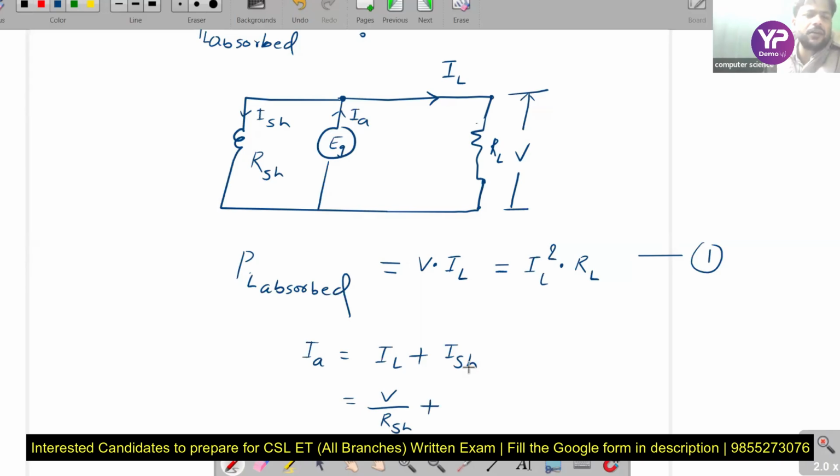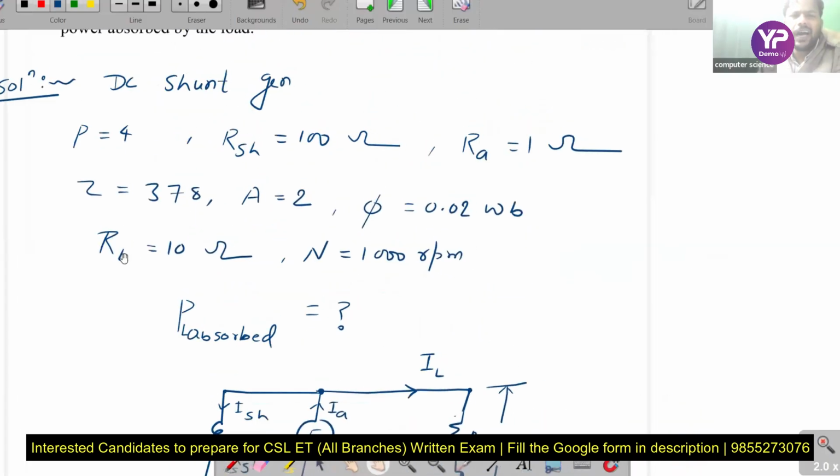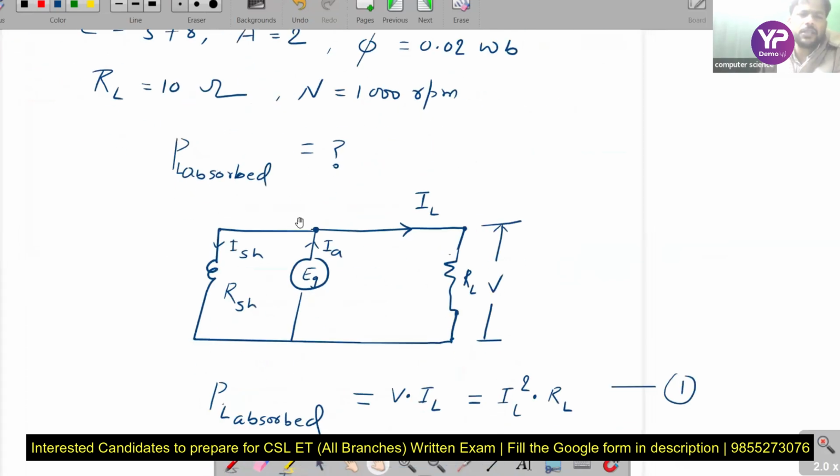Similarly, we write the current flowing through the shunt field winding. This is a shunt machine, so the voltage across the load is equal to the voltage across the shunt field winding. So I_SH equals V by R_SH. Now here, V is not given, but R_L and R_SH are given.